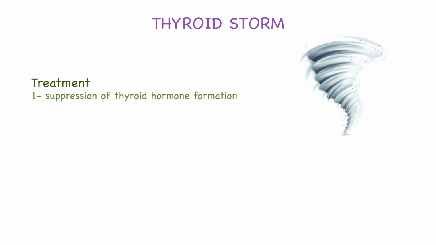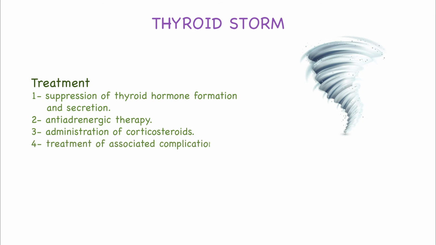Thyroid storm is a complication of hyperthyroidism. To treat it, we need to suppress thyroid hormone formation and secretion, we need to give anti-adrenergic therapy, and we need to administer corticosteroid. Also, we need to treat the associated complication or the coexisting factor that may have caused the storm. Now for hypothyroidism, we need to restore thyroid hormone concentration in tissue and provide symptomatic relief.